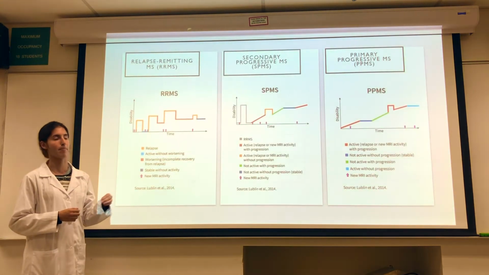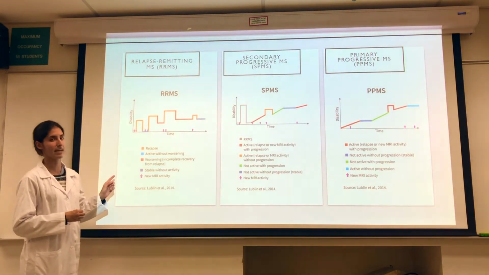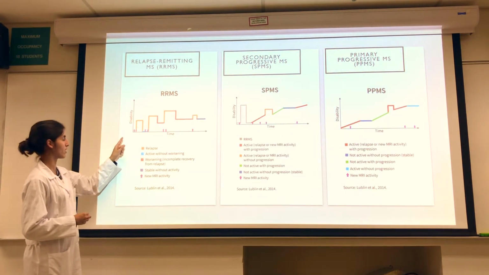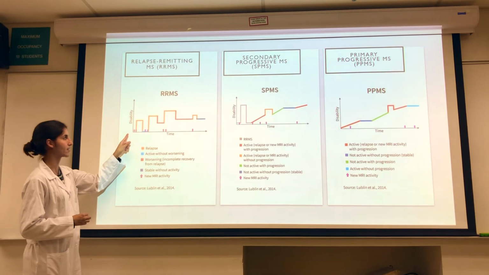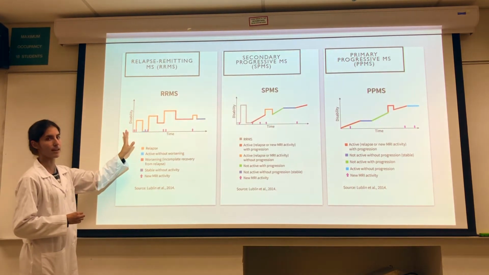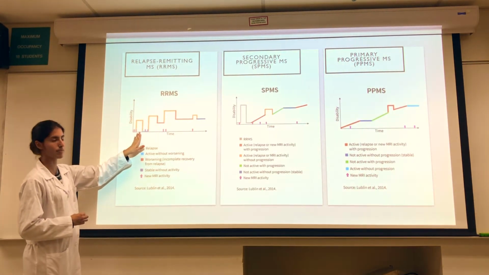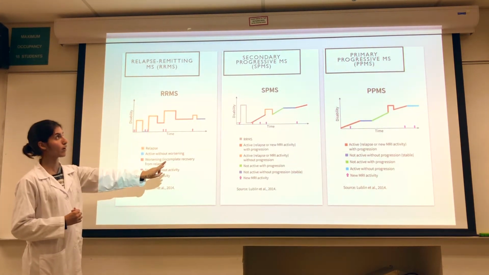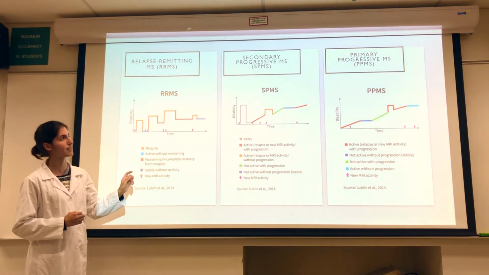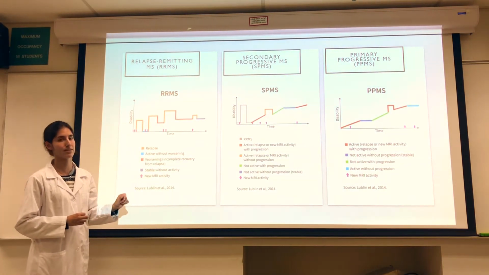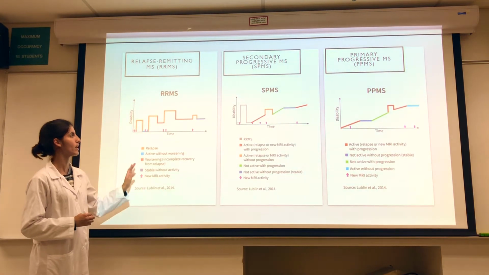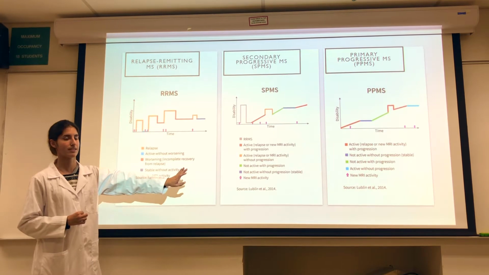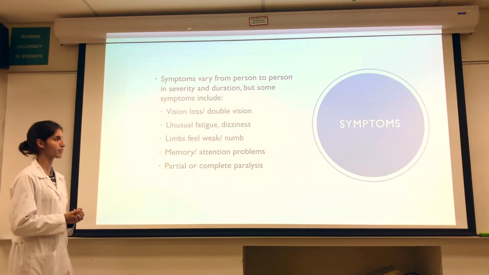There are 3 types of MS. The first type is relapse-remitting MS, which is the most common, and it's characterized by episodes of relapse of the inflammation attacks, followed by remission. And remission is either complete recovery from symptoms, or in some cases the symptoms become permanent. The 2 other types are secondary progressive MS and primary progressive MS. The main difference between these 2 and relapse-remitting is that these 2 do not have the remission stages and they continue to progress.